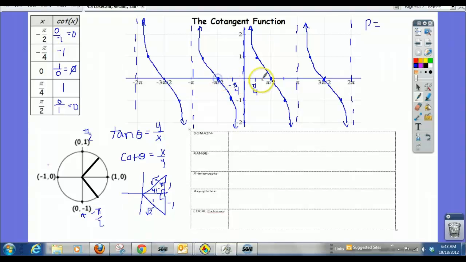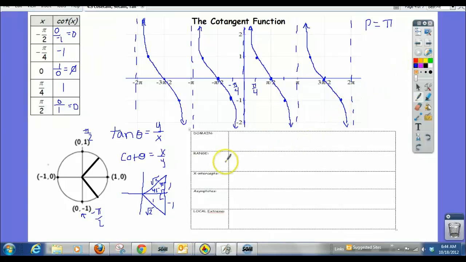So I like to use those zeros there. So there's a 0 at -pi/2 and one at pi/2, and so that distance is going to be pi, right? So the period of cotangent is pi, like tangent. Notice that's different than sine, cosine, secant, and cosecant.